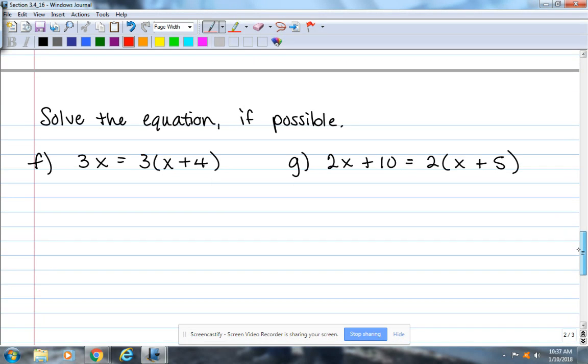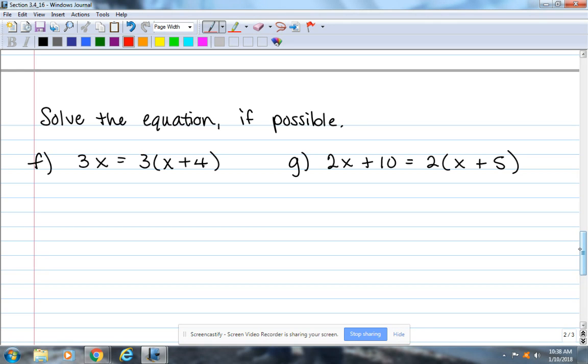It says, solve the equation if possible. That means it's possible, but that the equation is impossible to solve. Possibly. Right? That means the equation is possibly impossible to possibly solve. Yes. Let's overuse that word a little bit, right?